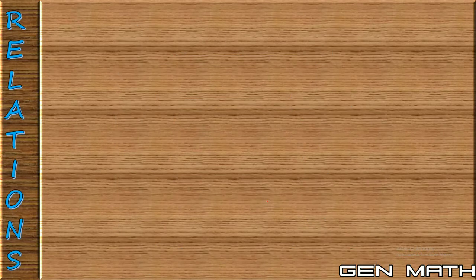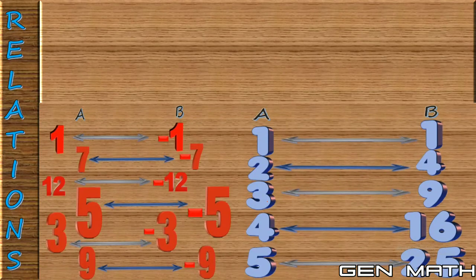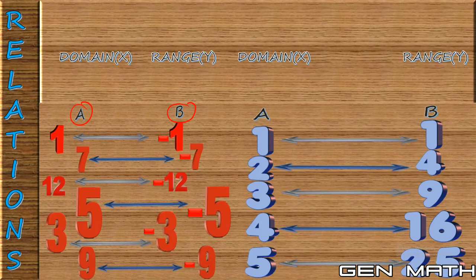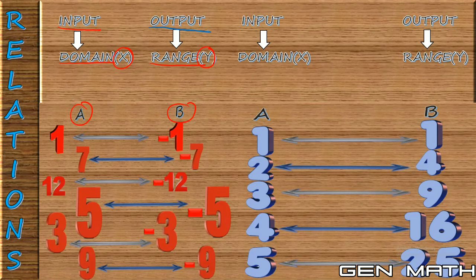Okay, so our relation has two sets. We have set A and set B, but there are proper terms to call these sets. For set A, we call it the domain, and for set B, we call it the range. And usually the symbol for domain is X and for range is Y. What is a domain? Domain are the inputs in the relation and range are the outputs in a relation.